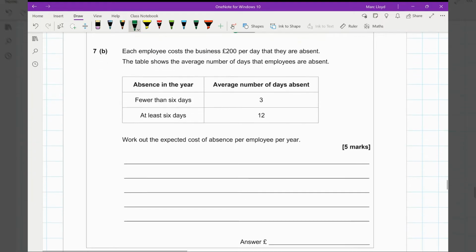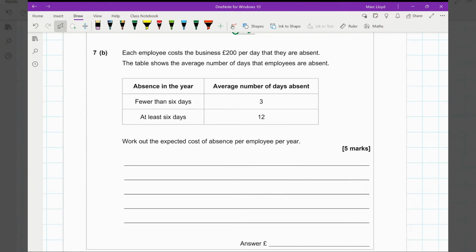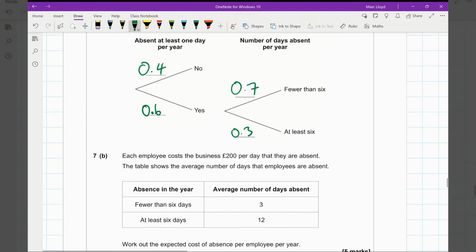Each employee costs the business £200 per day that they're absent. The table shows the average number of days that employees are absent. Work out the expected cost of absence per employee per year. So first up, what have we got? Yes, and then fewer than 6. So we'll do the fewer than 6 first, so 6 and below. That's going to be 0.6 times by 0.7 because that's where we want to get to on this probability strand.